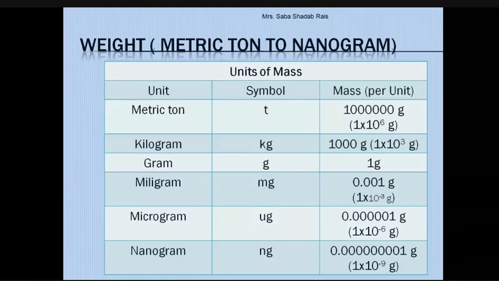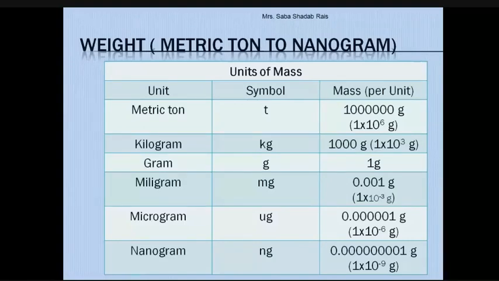Then when we talk about milli, milli is again the common prefix for 10 to the power minus 3 of the base unit, that is gram. So 1 milligram will be equal to 1 into 10 to the power minus 3 gram. Micro, again 10 to the power minus 6. So how are you going to remember? The metric ton is 10 to the power 6, kilo 10 to the power 3, then the base unit, then milli 10 to the power minus 3, micro 10 to the power minus 6, nano 10 to the power minus 9.